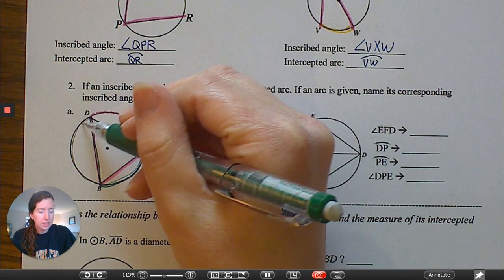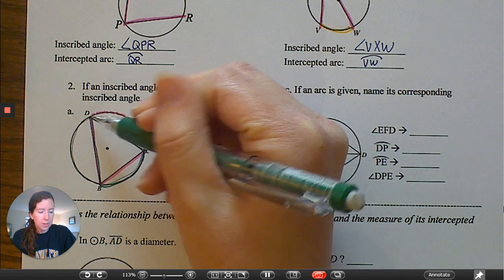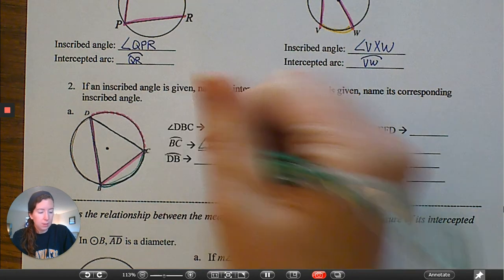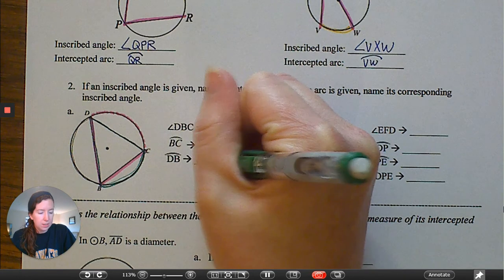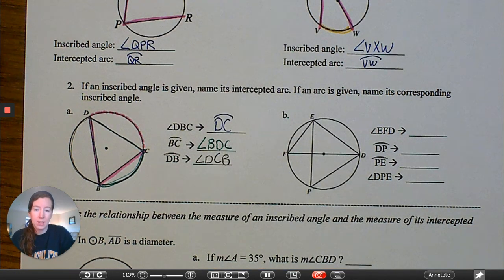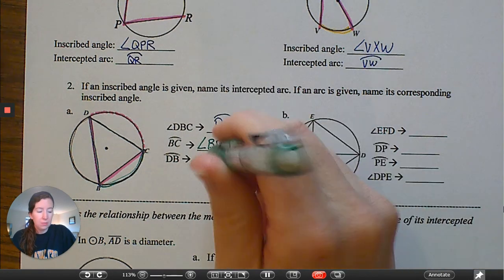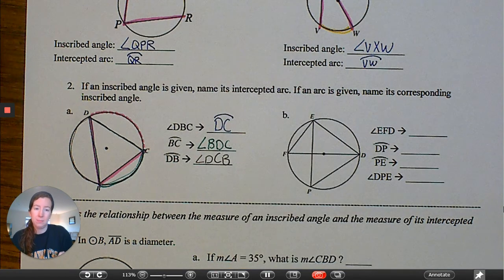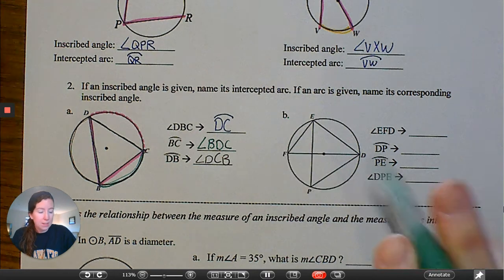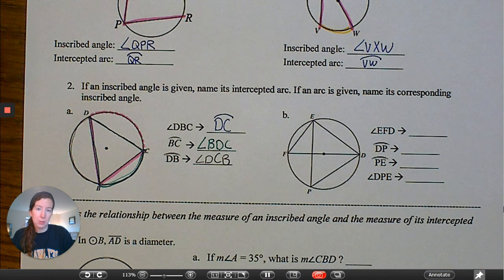So if I've got arc DB, well, it's got to go from D to C and then to B. So angle DCB. And again, you could have said angle BCD and it would have been the same thing. Remember, when you name an angle, the vertex has to be that center letter. Okay, I want you to try B. It's a little bit more complicated, but press pause and see if you can do it.